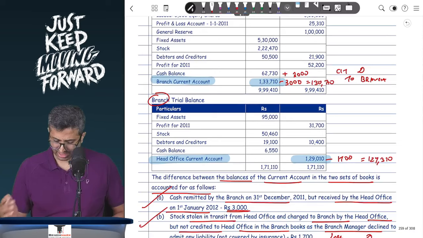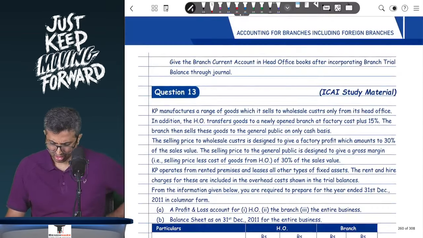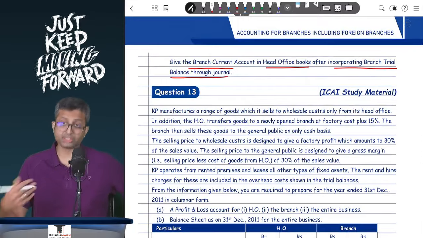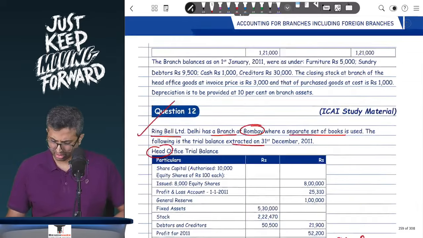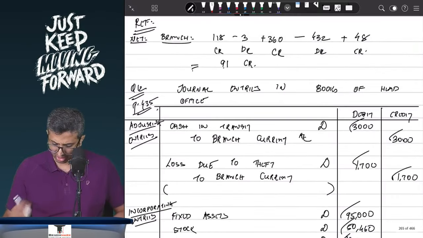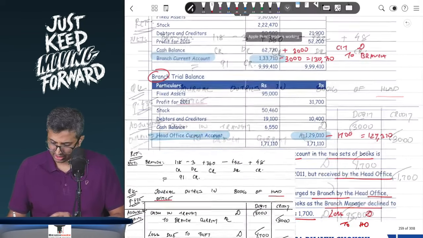So in the first case, cash remitted by the branch, ideally it is correct. Now give the branch current account in the head office books after incorporating the branch trial balance through a journal entry. So you will take over the branch's trial balance in the books of the HO. For that you will pass a journal entry, but before that I just want to reconcile these. So if I look at cash in transit account debit to branch current account, this is in the books of the head office. Okay, so I guess that is done.